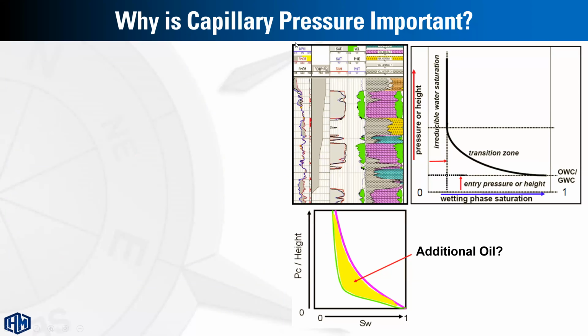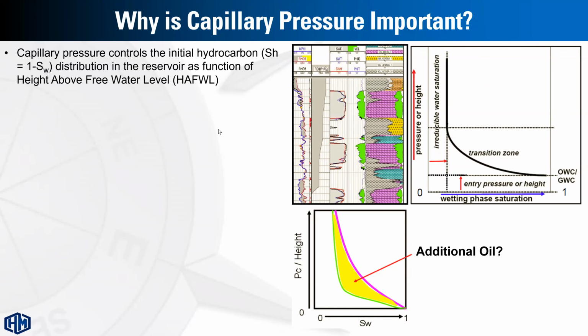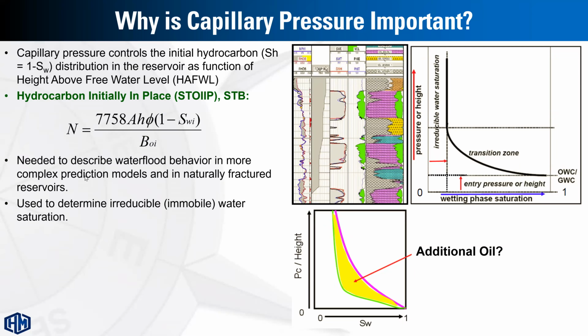So capillary pressure is required to calculate the initial hydrocarbon in place by estimating the SWI, and also the distribution of fluids as a function of the height above the free water level. And also the capillary pressure is required to describe water flood behavior in case we have very complex reservoir systems.